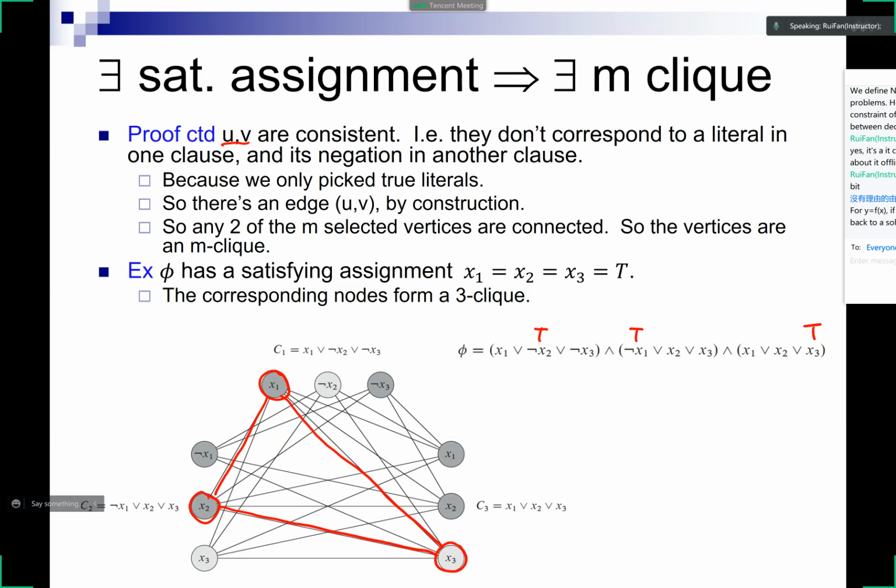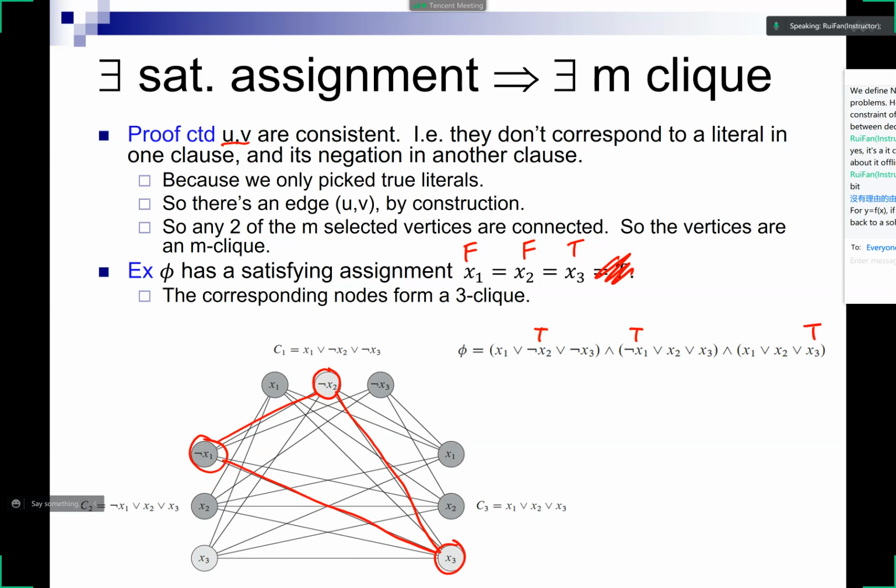Our assignment is that x2 is false, so not x2 is true. x1 is also false, so not x1 is true, and x3 is true. We claim that this also corresponds to a 3-clique. For example, in this graph over here, you have not x2, which is true. For the second clause, you have not x1, this one, and for the third one, you have x3. And you can see that these 3 nodes are connected to each other.